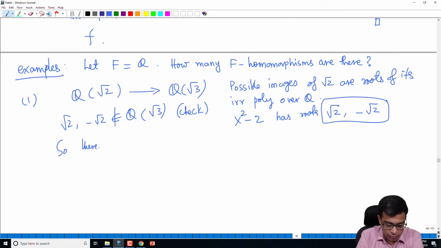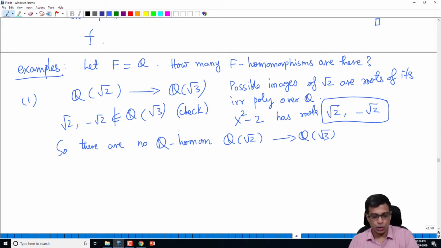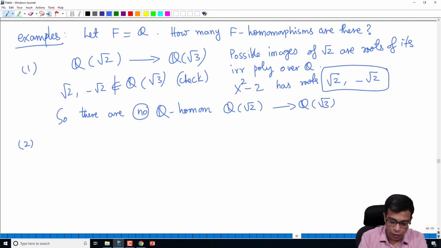So there are no Q-homomorphisms from Q(root 2) to Q(root 3). That's all. There are no homomorphisms because root 2 can go to either root 2 or minus root 2 and neither of them is in Q(root 3). Okay, so that means there is no homomorphism. So the number of homomorphisms is 0 in the first example. What about root 2 to root 2?